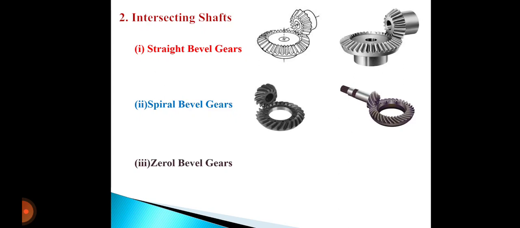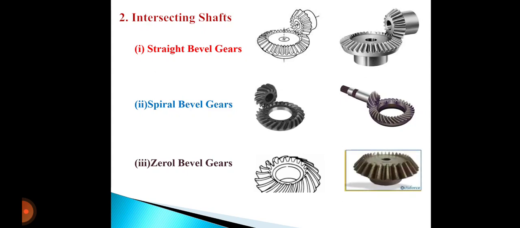Now, zero bevel gears, that is shown in the diagram. Zero bevel gear: spiral bevel gears with curved teeth but with a 0° spiral angle are known as zero bevel gears, shown in this diagram. So, all these are used to transmit rotary motion between intersecting shafts.